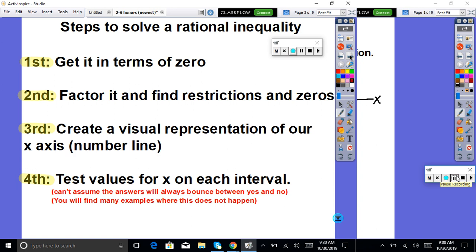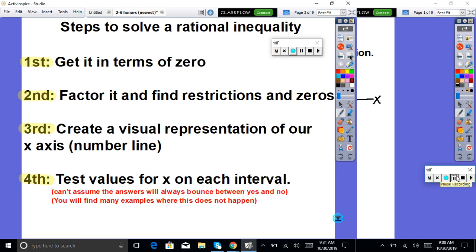Then second, once you have the rational set up in terms of 0, meaning less than or equal to 0, greater than or equal to 0, then we're going to go ahead and factor it and then find our restrictions and our zeros. We decided that our restrictions, which come from the denominator, and our zeros, which come from the numerator, were our critical values for our rational inequalities, since we're answering for intervals of x. Then third, we're going to create a visual representation of our x-axis. We're creating a number line for x, and you'll input your critical values, which were your restrictions and zeros.